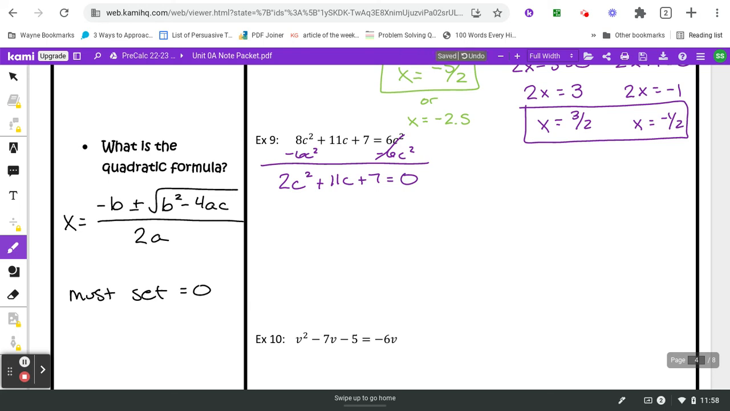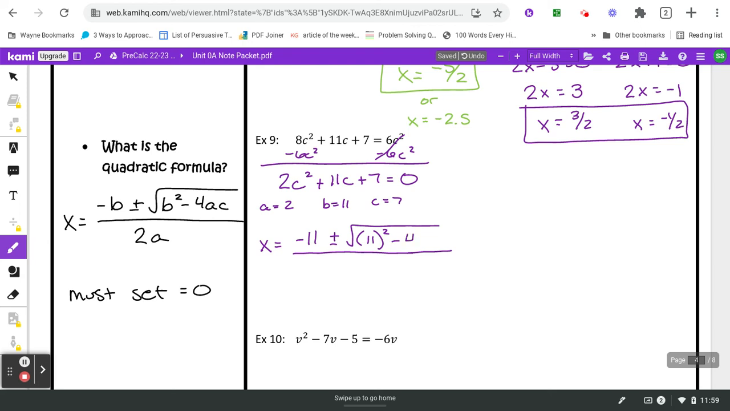Okay, once we have it equal to 0, we can actually plug the numbers into the quadratic formula. So our a is going to be 2, b is going to be 11, and c is going to be 7. So we're going to do the negative of b, so negative 11, plus or minus. I'm always going to put this number in a parenthesis because when I square it, it's important that I include the negative, if there is one, with the square.